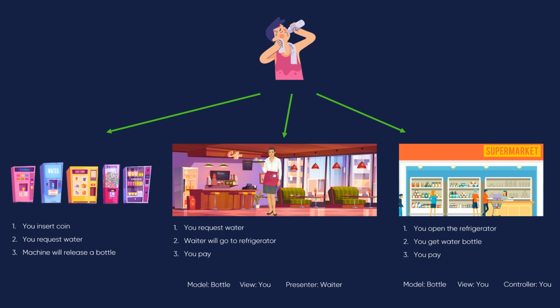Okay? So the third way is you are the view, the model is the bottle of water, and there is a view model which is binding. So you are waiting, you insert the coin, the water bottle goes down, and in this case, the vending machine did not need to know who you are or for whom it will serve.